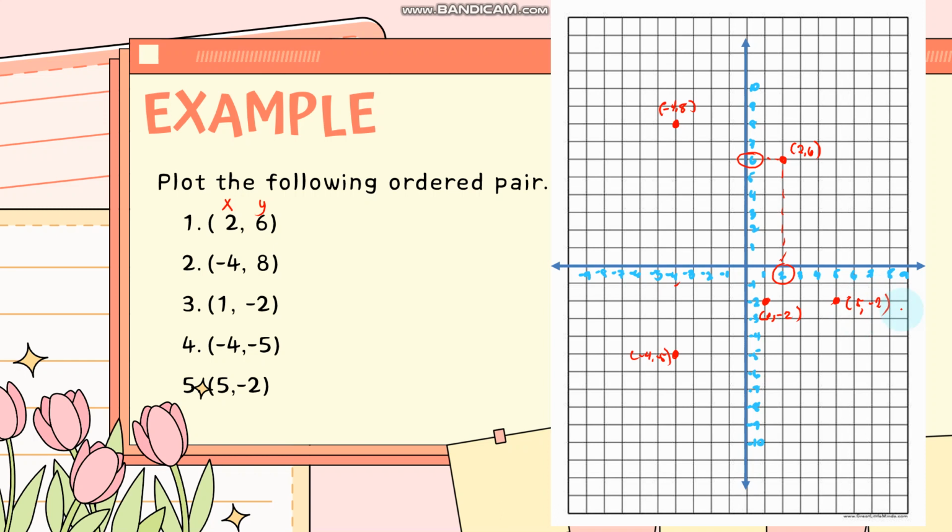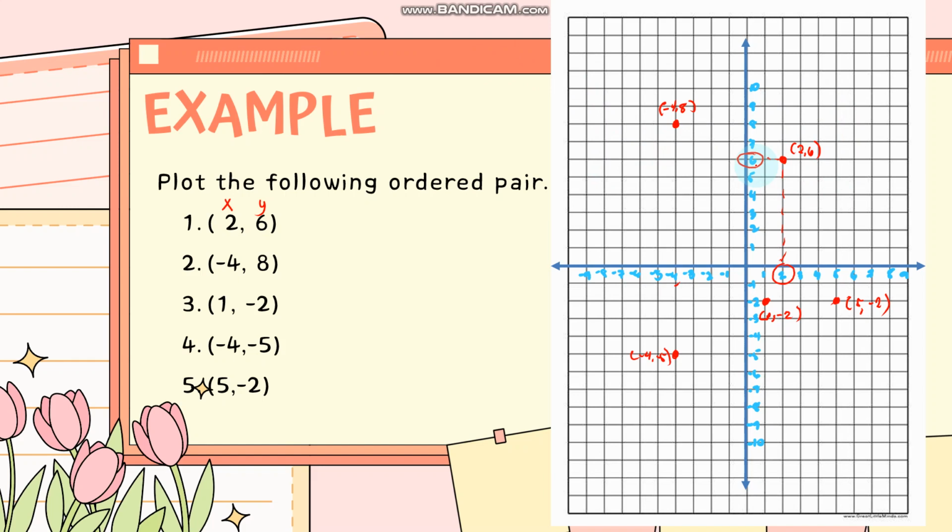So, wag po kayong magkakamali kung saan mapunta po yung inyong ordered pair. Making sure po ang x ninyo, if positive yung x ninyo, nandito po siya sa may x-axis na positive. At kung negative naman siya, doon po yun sa kabila. So, we are going to determine the quadrant.